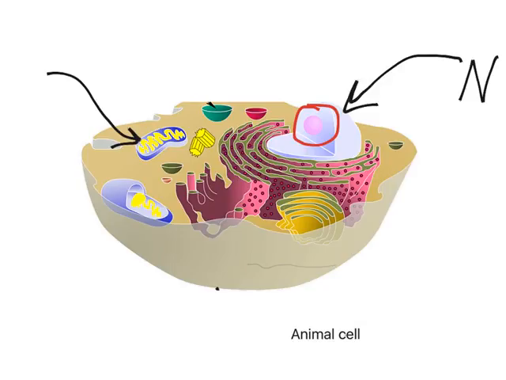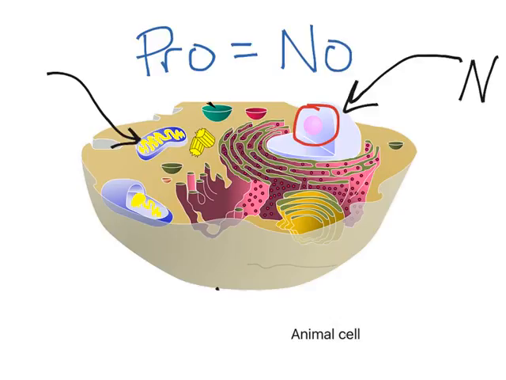Now, the next thing that we need to do is determine whether this cell is prokaryotic or eukaryotic. So, with those two options, we have a couple ways to remember that. First one, prokaryotic. Pro rhymes with no. So a prokaryotic cell would have no nucleus. Its DNA would be very unorganized, almost like spaghetti, and it would be kind of distributed throughout the whole cell.